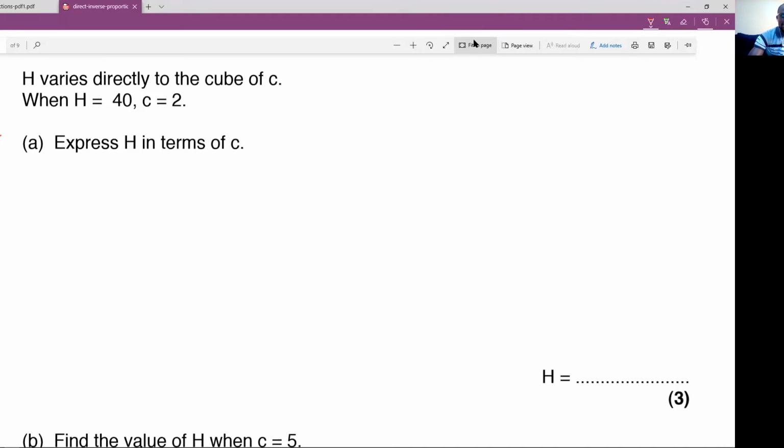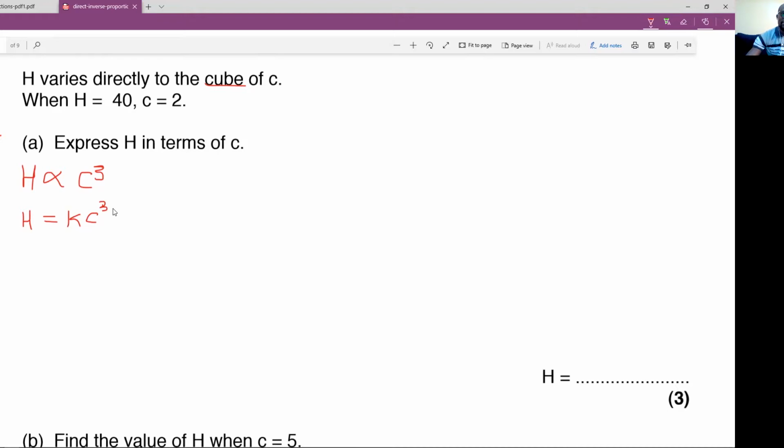Question 4 says h varies directly to the cube of c. So that's the first thing you want to write down in such a case: h varying directly as the cube of c. That means power 3. That's the meaning of cube right there. Once you have the initial statement, what we can call the proportionality statement, we introduce an equal sign and a constant. So we'll say h equals some constant multiplied by c cubed.